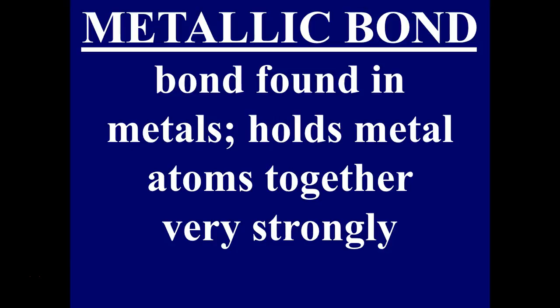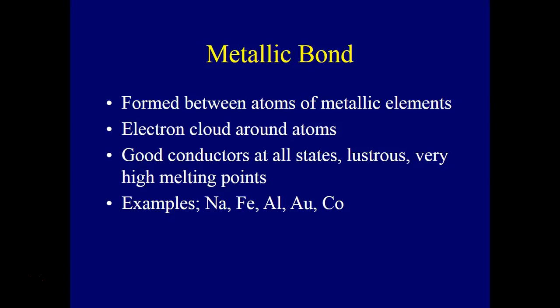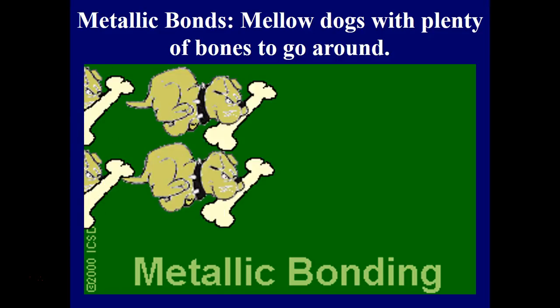And then we have finally metallic bonds. These are found in metals. They hold metal atoms together very strongly, and it allows for certain metallic properties. The electron cloud kind of forms around all the atoms together, makes them good conductors at all states, such as solid, liquid, gas, gives them luster, which is kind of that shininess, and gives them very high melting points. For example, sodium, iron, aluminum, gold, and cobalt.